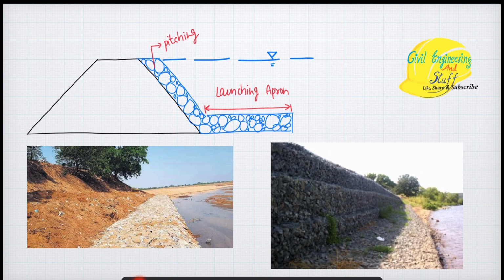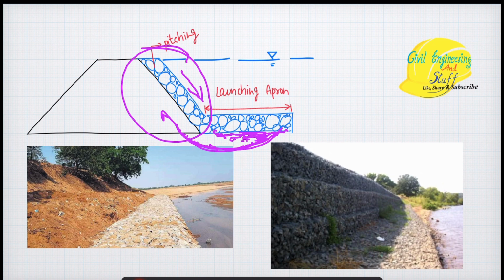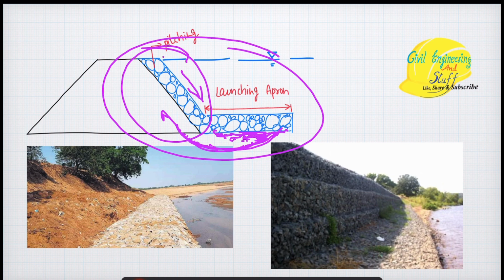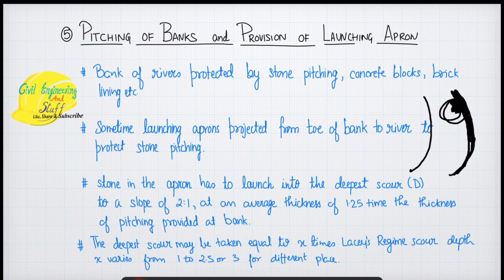Eventually, if we are not having any launching apron, the moving water will scour the bed slope right at the toe. Down the line, this scouring will keep on increasing, and it will go like this, and once it goes like this, the pitching will slide down into the river. So the whole purpose of pitching will also fail. In order to ensure that the whole of the bank is safe, along with the pitching, we create a launching apron. This is used for the protection of the toe of the river, and the stones in the apron have to launch into the deepest scour, till the point where the scouring is taking place.